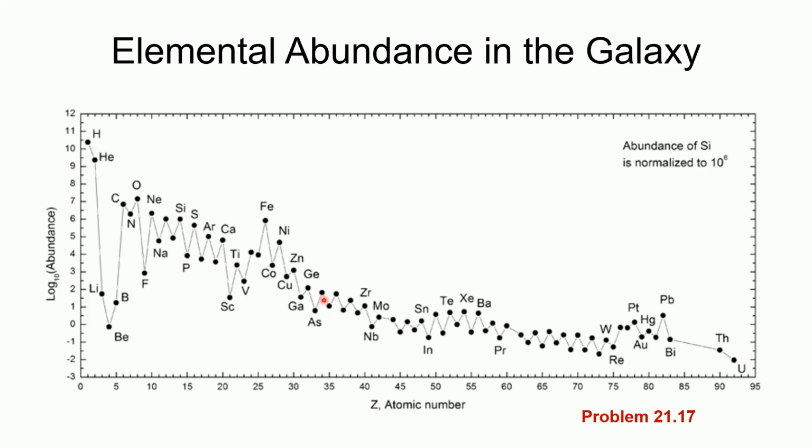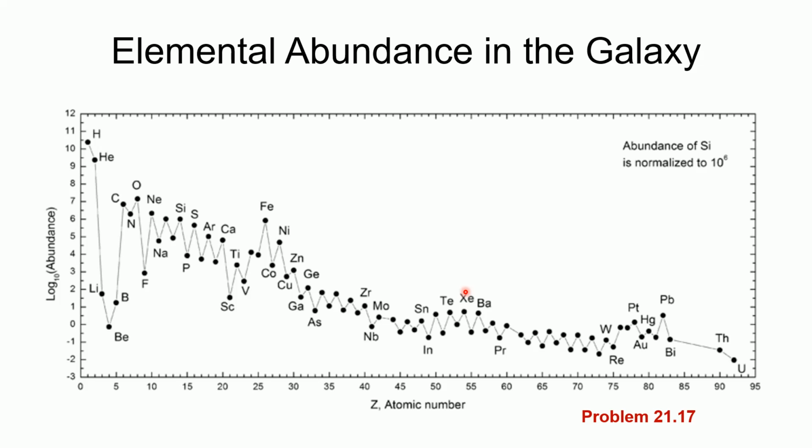But the thing you'll notice here is that most of the even elements are more abundant than the odd-numbered elements directly adjacent. Let me just pick one here. We'll pick iron. Iron's nice and stable. Iron is element 26, and element 25, which is manganese, is a lot less abundant than iron. And cobalt is a lot less abundant than iron. You'll see that all along, most of the even-numbered elements are much more abundant than the odd-numbered elements directly adjacent to them.